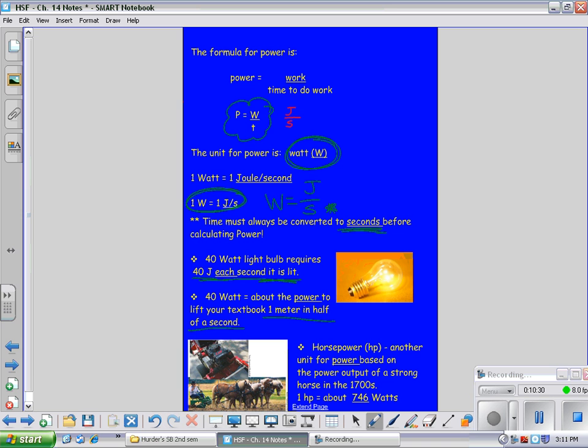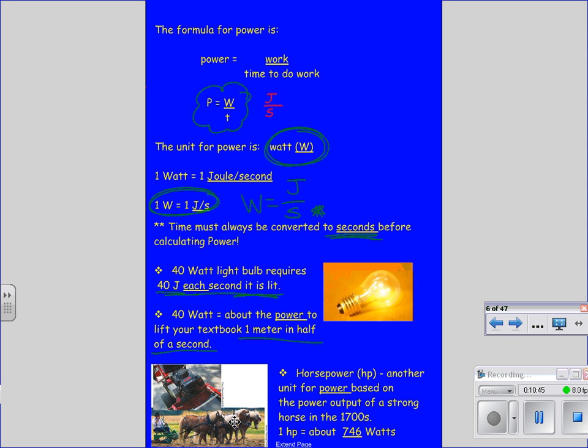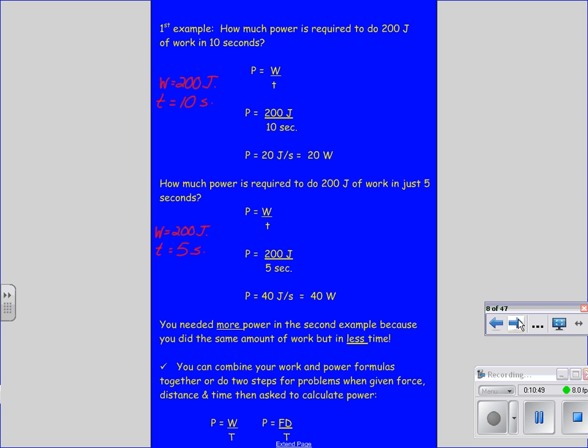So if you want to kind of feel it physically, what is it? Horsepower, you've heard of that too. It's another unit for power based on the power output of a strong horse in the 1700s, truly. And 1 horsepower is about 746 watts. So just kind of that real world when you've seen other things or heard of other things, now you know where they come from.